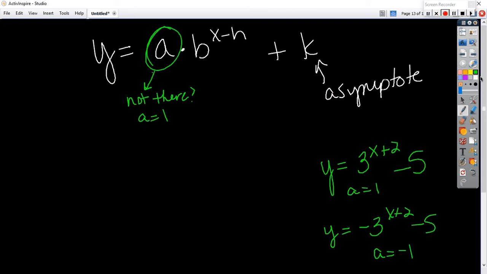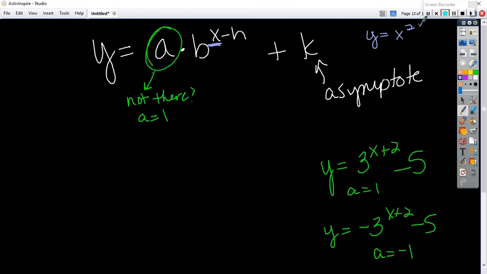All right, so that A is, remember, the number in front. Whenever we multiply by something, that's going to deal with my shrinks and stretches, and it's also going to deal with my reflections, okay? If A is not there, then how do we know? Because B has to be there, because by definition, the exponential function has to have X as an exponent, okay? That's the difference. That's what makes us different than a quadratic, which would be like X squared. The variable is the base. Now the variable is the exponent, and that's what makes it exponential.